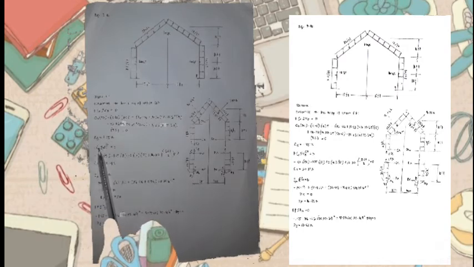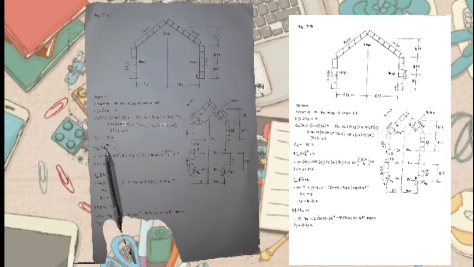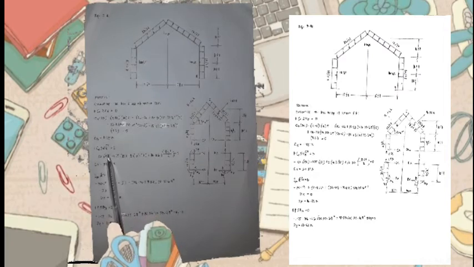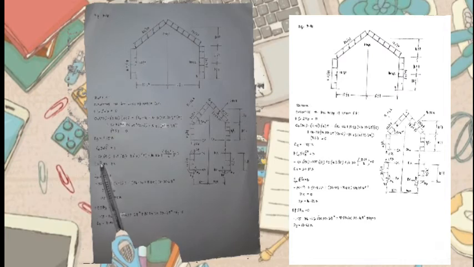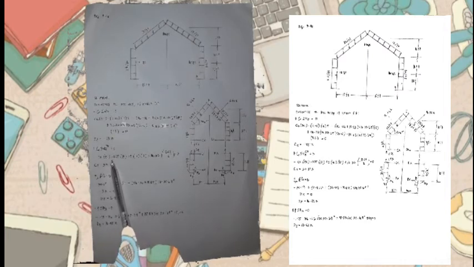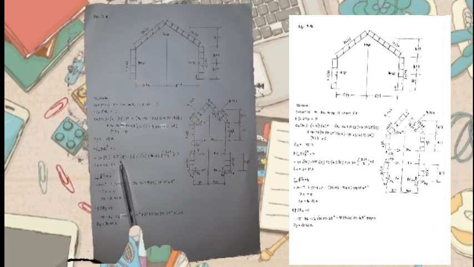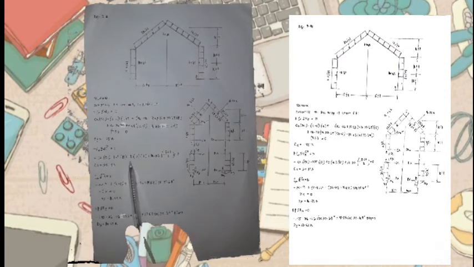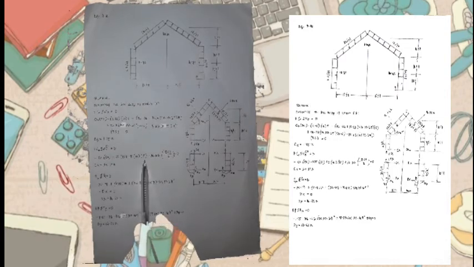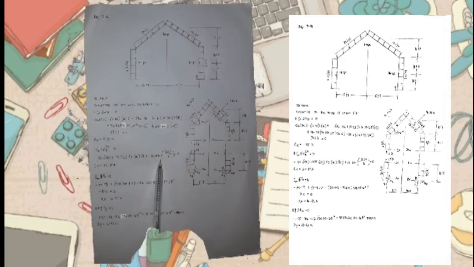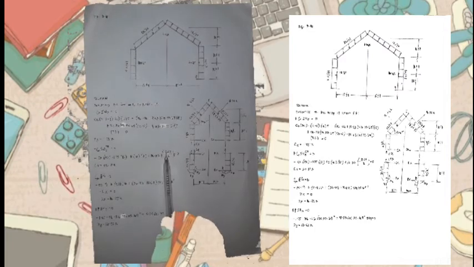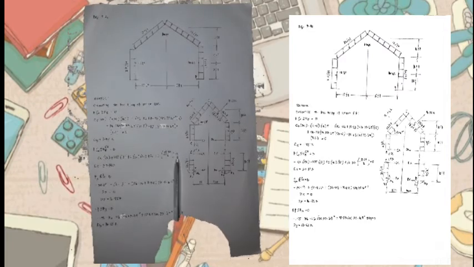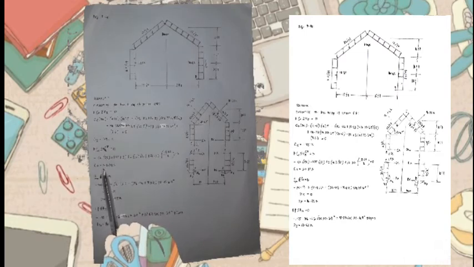So the summation of moment about E is equal to 0. Negative CX times 20 plus 1.25 times 15 plus 2 times 10 times 15 plus 36.06 times 18.03 divided by 2 is equal to 0. CX is equal to 32.19k.